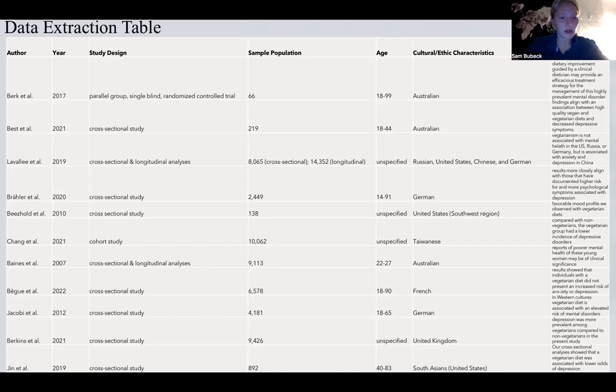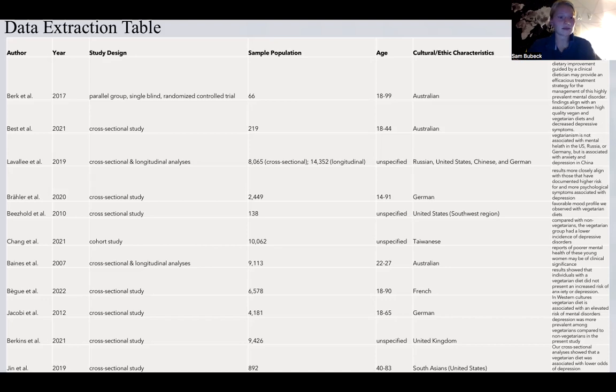I have a cohort study from 2021 of 10,062 people. The age again was unspecified. These were among Taiwanese people, and compared with non-vegetarians, the vegetarian group had a lower incidence of depressive disorders.